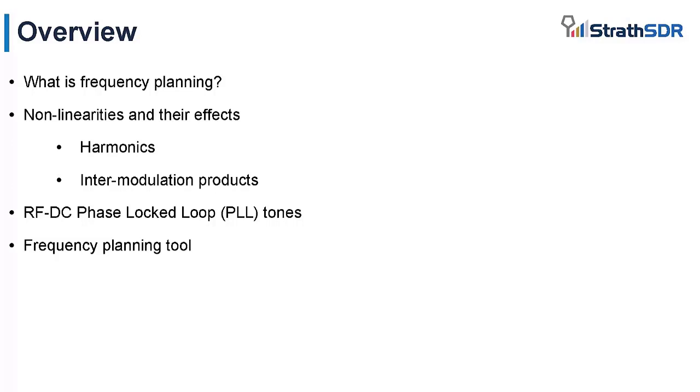We'll also mention some of the other spurs which arise in the RF data converters themselves, in particular due to the phase lock loops that are used to generate the clocks. Finally, we'll look at a method of frequency planning, in other words, selecting parameters and frequencies carefully to avoid any of these unwanted spurs residing within the band of interest.